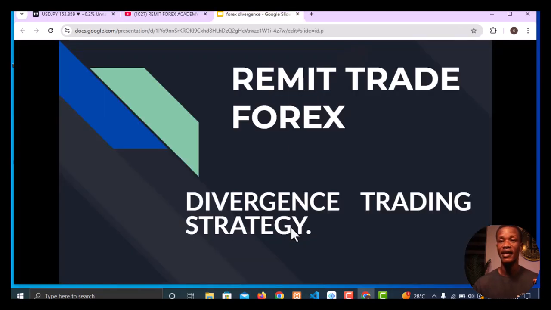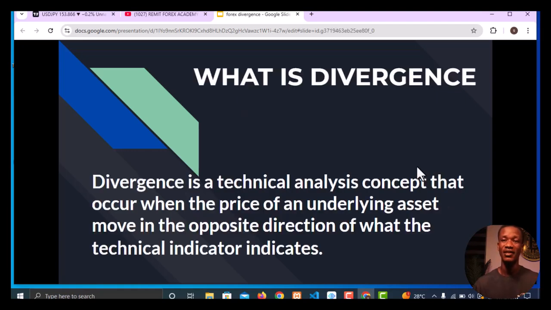We'll be discussing divergence trading strategy. So the first thing we want to look at is, what is divergence? Divergence is a technical analysis concept that occurs when the price of an underlying asset moves in the opposite direction of what the technical indicator indicates. So what that means is, if price is moving upward, the indicator will be moving downward, giving a sign that the market is going to come back down. And I'm going to show you that practically on the chart.